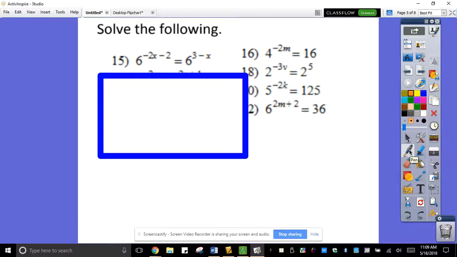In number 15, they have the same base there. Cancel, cancel. Negative 2x minus 2 is equal to 3 minus x. You can solve for the x there on your own, which is algebra. But I'll help you for this one here.